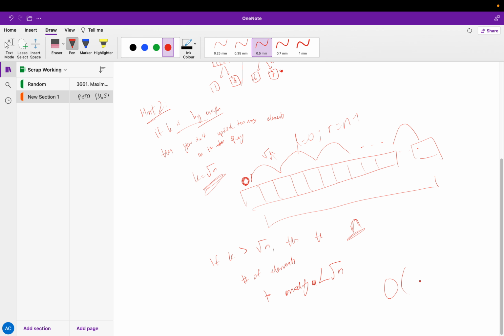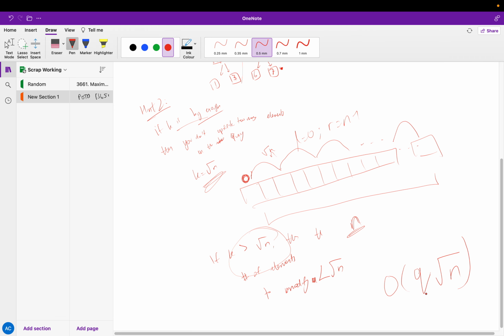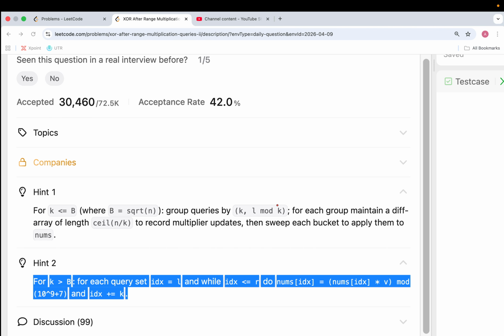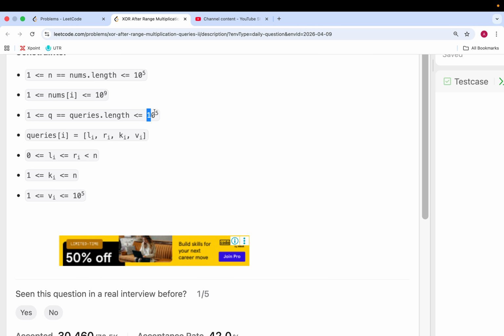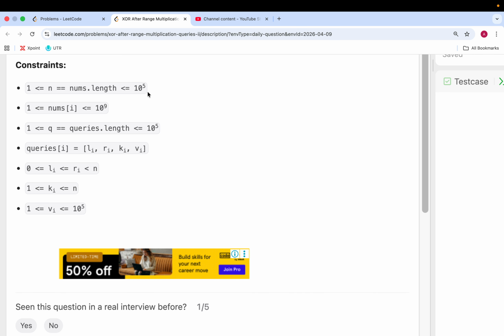And therefore the time complexity will be q square root of n, I believe, under the condition that the increment value in the query array is bigger than the square root of n. And that would be fine, I think. Is it fine? I mean, yeah, I think so. Square root of n is like 10 to the 5 to the power of 1/2, so 10 to the 2.5.